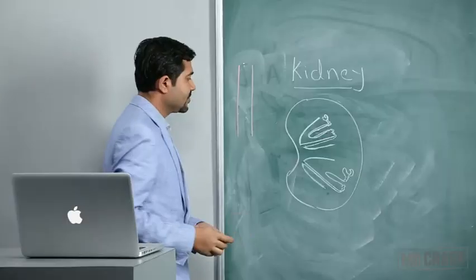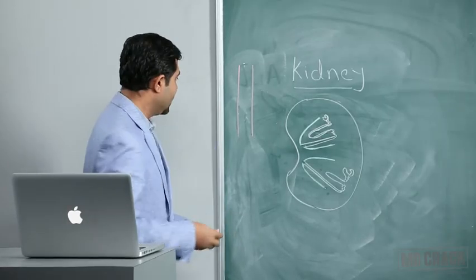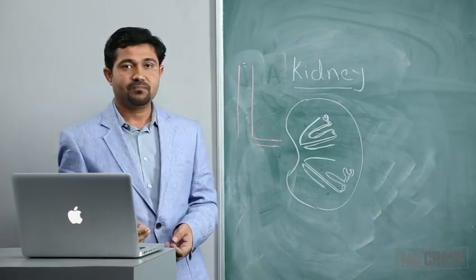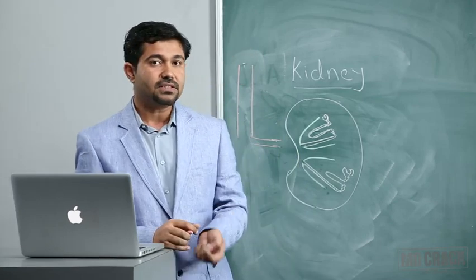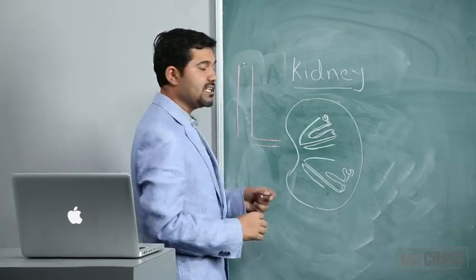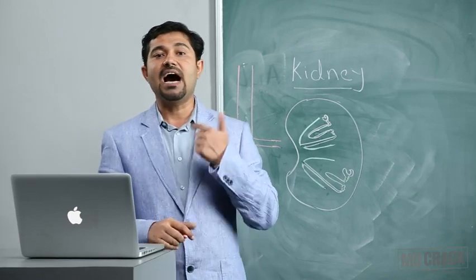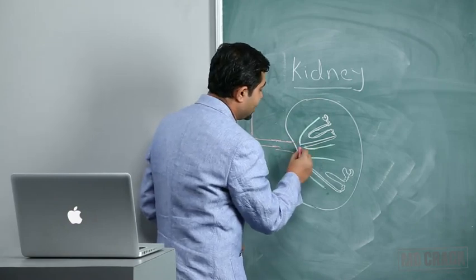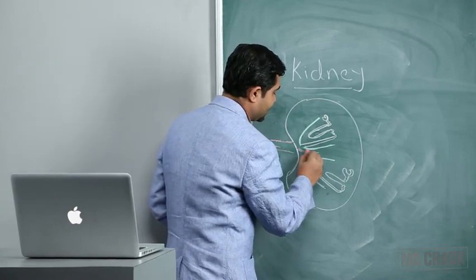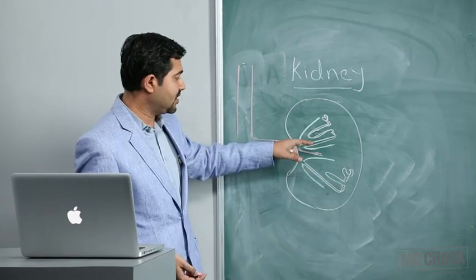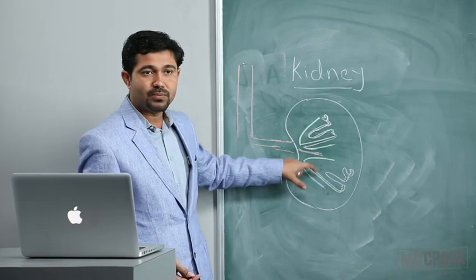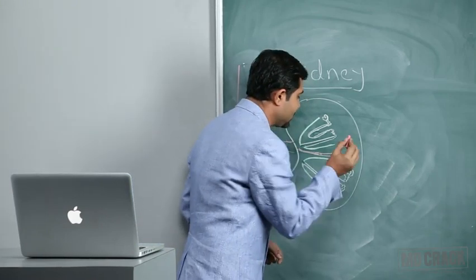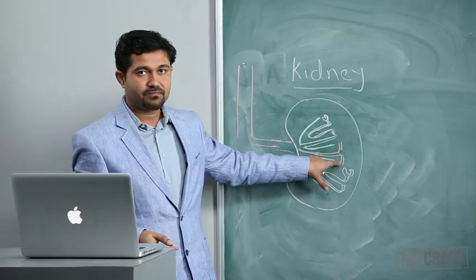If you remember the anatomy, the renal arteries are direct branches of the descending aorta. What is the advantage of the direct branch? It means the renal arteries are supplied by blood which has quite high pressure. This renal artery will divide into interlobar arteries, which will pass between the lobes. These interlobar arteries will now form an arc, so these are called arcuate arteries.